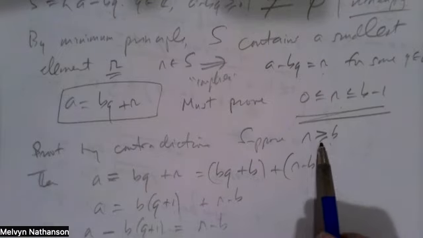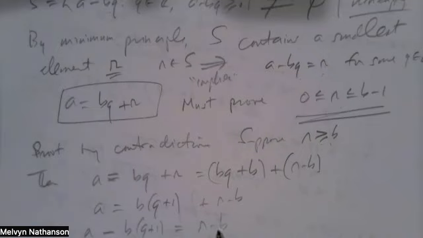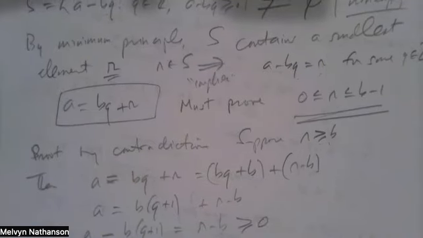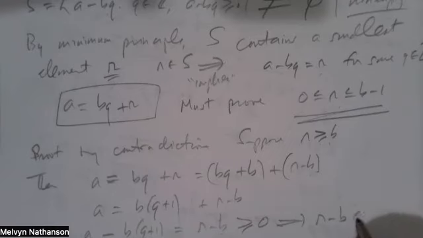Now, R is greater than or equal to B. So R minus B is greater than or equal to 0. But R minus B is a number of the form A minus B times some integer, Q plus 1. So this means that R minus B is in S. Of course, the set S is all non-negative integers that you can write as A minus B times something.